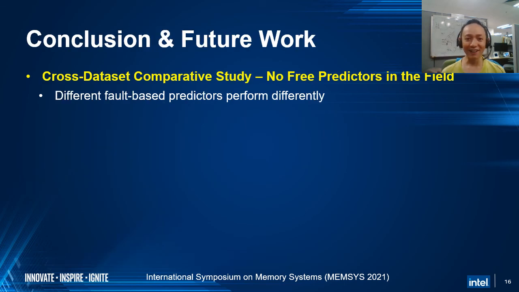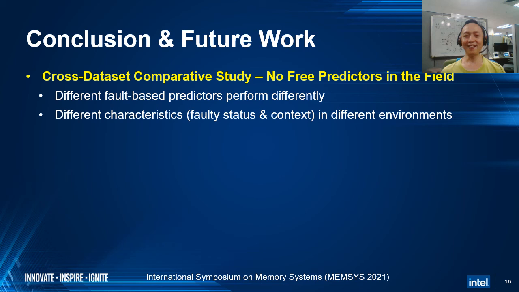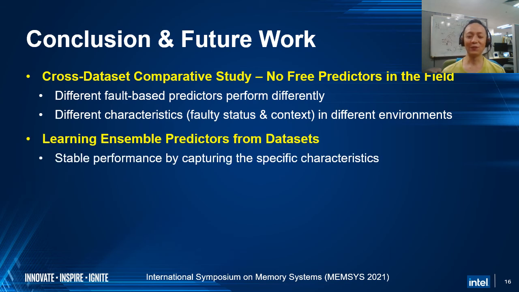To conclude, we have performed a cross-dataset comparative study on uncorrectable memory error prediction. We show that those fault-based indicators perform differently on different datasets. We conjecture that this is due to the different characteristics of the hardware faulty status and the runtime context in different environments. There are no free predictors in the field. We propose to learn ensemble predictors from the datasets. The learning approach performs stably by capturing the specific characteristics in the data.